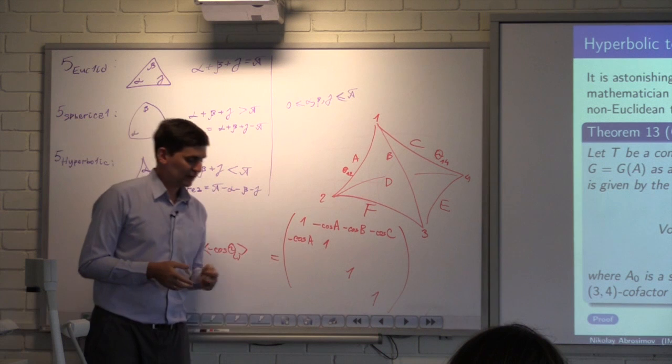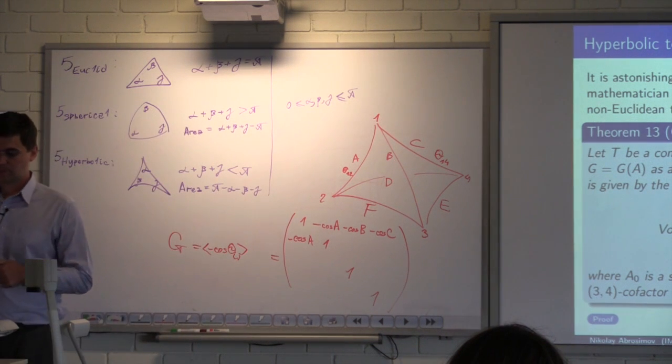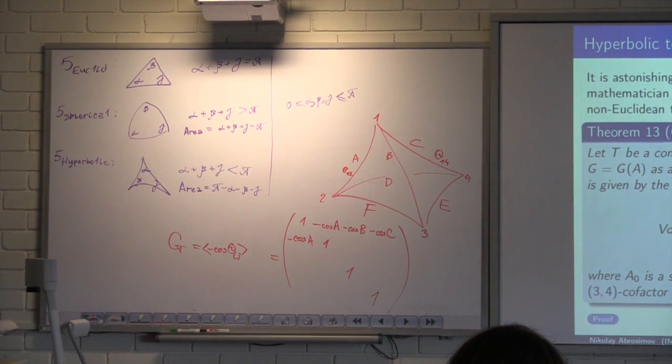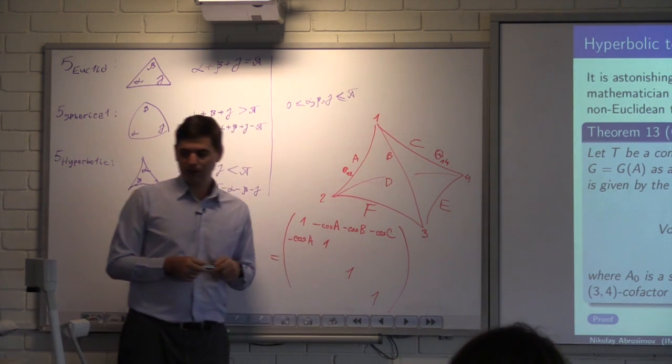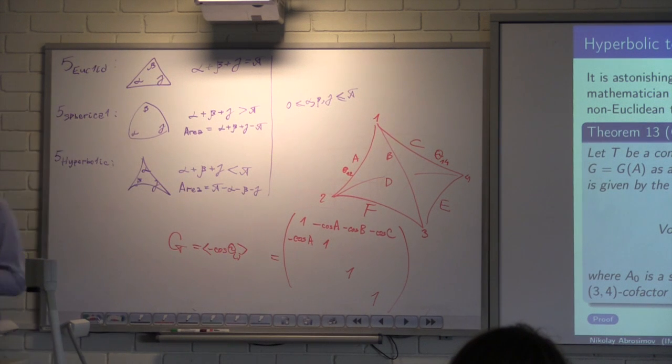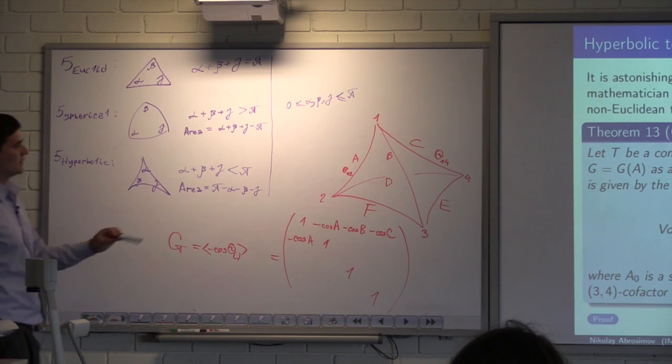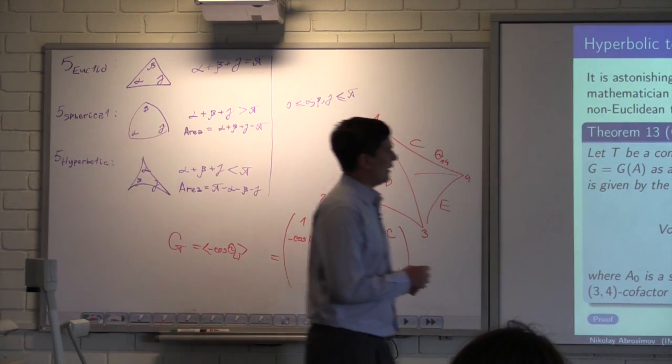So any hyperbolic tetrahedron is defined by its Gram matrix. So all the information about this tetrahedron is contained here. But the problem is how to get information from this matrix.